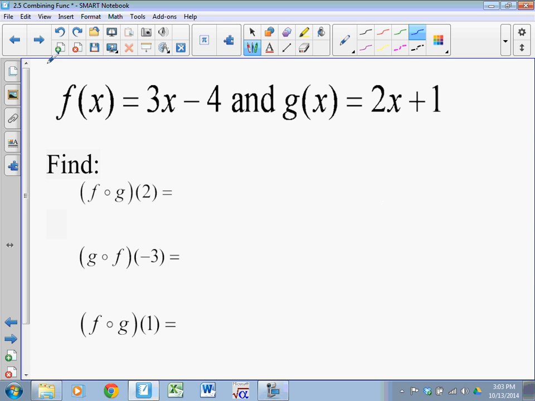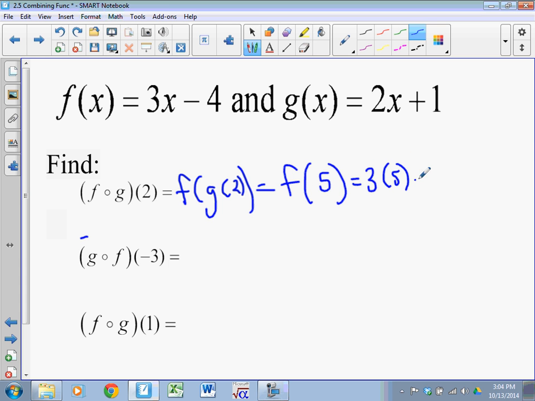So if I have two functions, f of x is 3x minus 4, and g of x is 2x plus 1. If I have f of g of 2, this is f of g of 2. Now let's evaluate g of 2. You put 2 into here. 2 times 2 plus 1 is 5. And then I find f of 5, and I put 5 into here, and I have 15 minus 4, and I get 11.